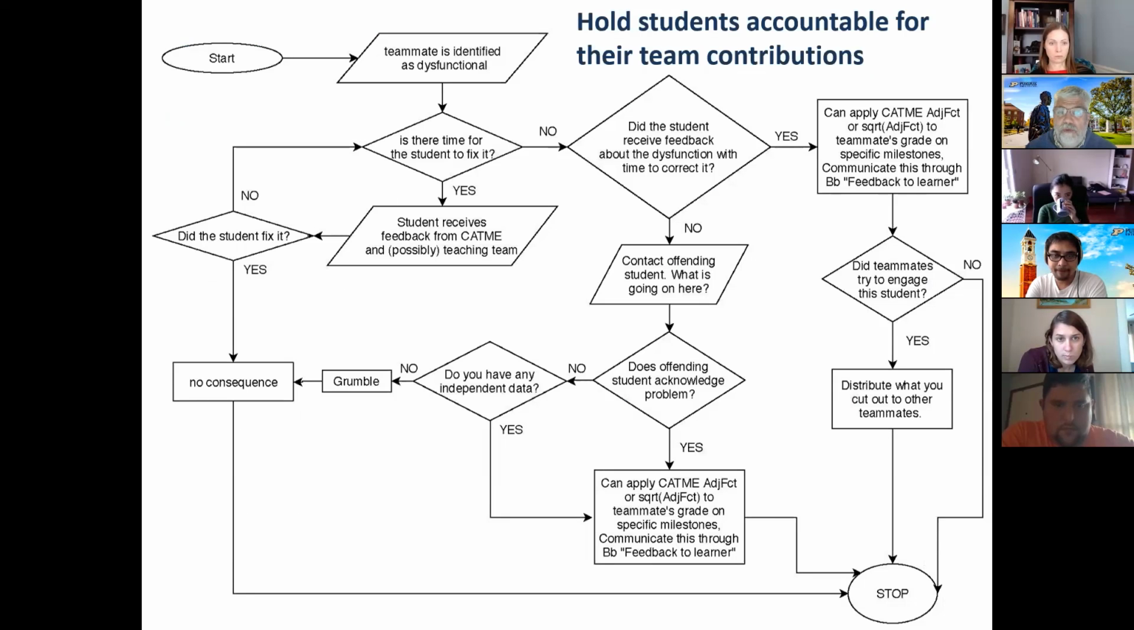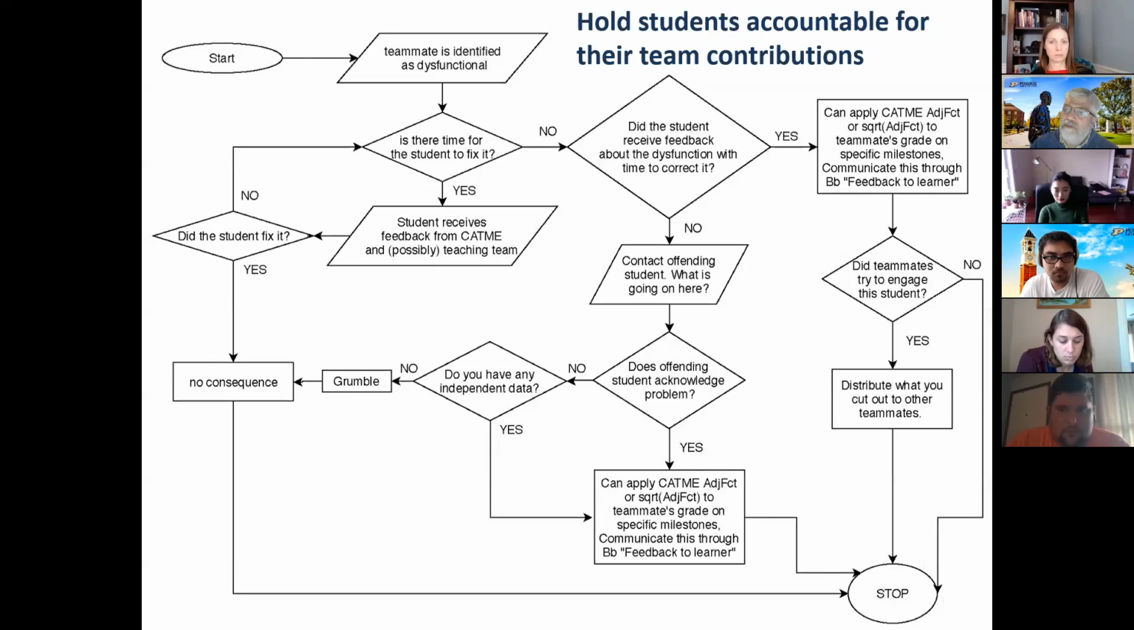Since we prefer to use this system in a diagnostic way, we actually have a flow chart for what we do, and I'll highlight a portion of that flow chart. But the important thing to note is that the very first question is: is there time for the situation to be fixed? Because our preference is always that the student or the team figure out how to function correctly, and then the situation is rectified, and no further adjustment needs to be taken.